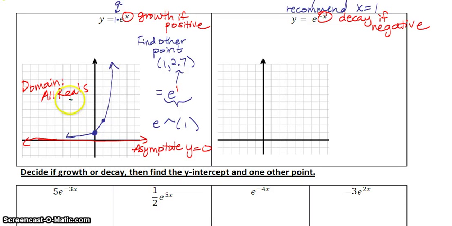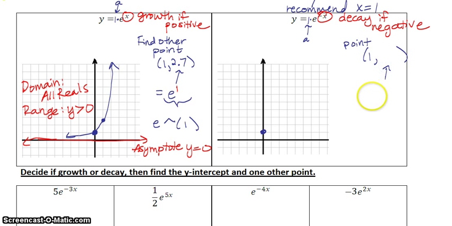So the domain is still all reals, and the range, I'm looking at where my graph is. I know it's going to be values greater than 0 if I see my whole graph is above that asymptote there. So I'm going to say y is greater than 0 for the range. All right, for decay, this has as well a 1 for the a value. So my y-intercept is 1. And then to find my other point, I'm going to plug in a 1 again for x.